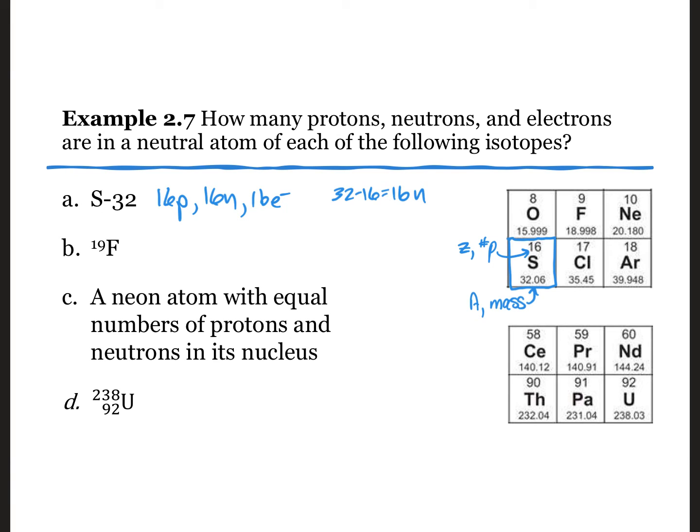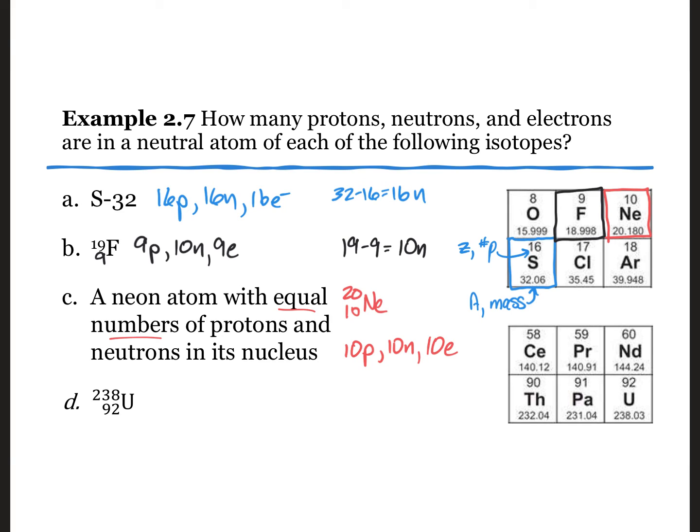Fluorine-19 has an atomic number of 9. This tells us fluorine has 9 protons, 19 minus 9 equals 10 neutrons, and 9 electrons. If we consider a neon atom with equal numbers of protons and neutrons in its nucleus, we see neon has an atomic number of 10. This gives us 10 protons, 10 neutrons, and a mass number of 20. It will take 10 electrons to make neon electrically neutral with its 10 protons.